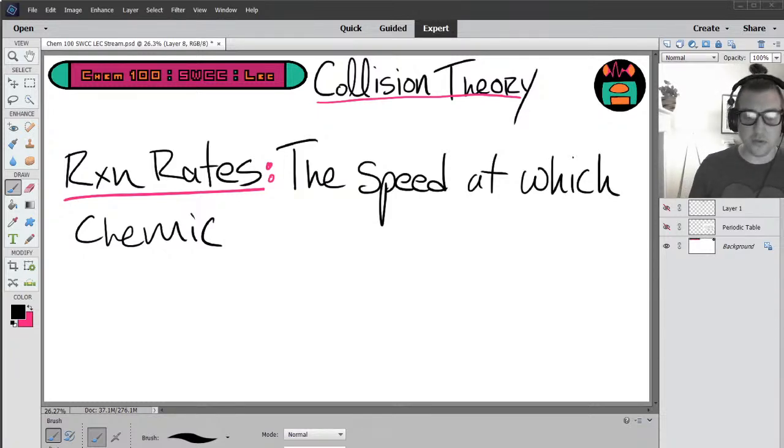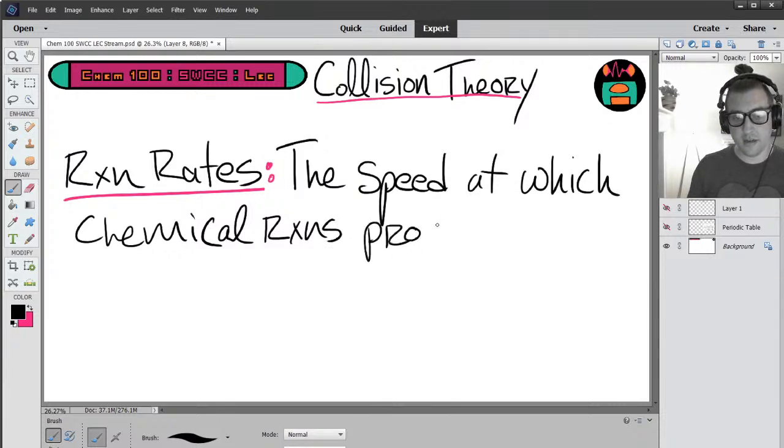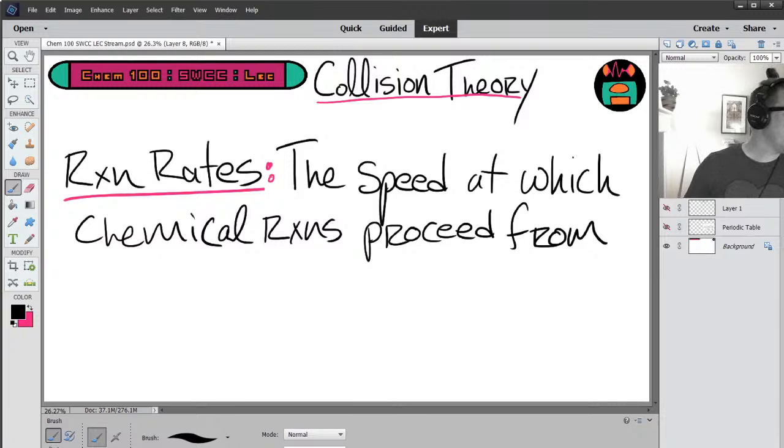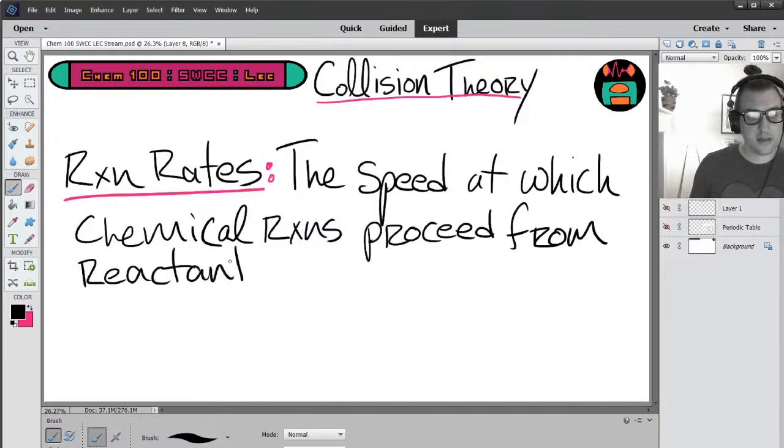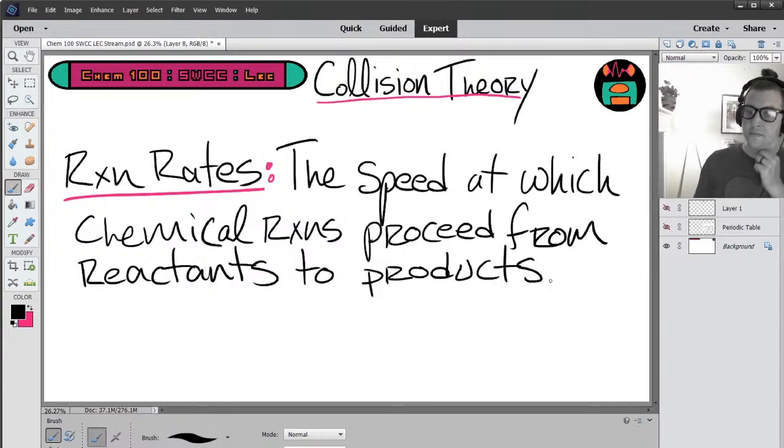So reaction rates, we're talking about the speed at which chemical reactions proceed from reactants to products. All right, that's what we're talking about.